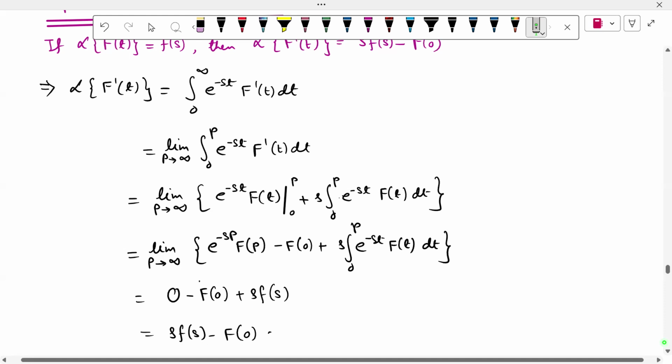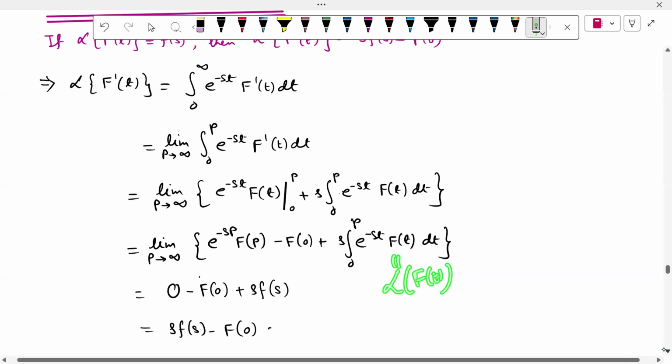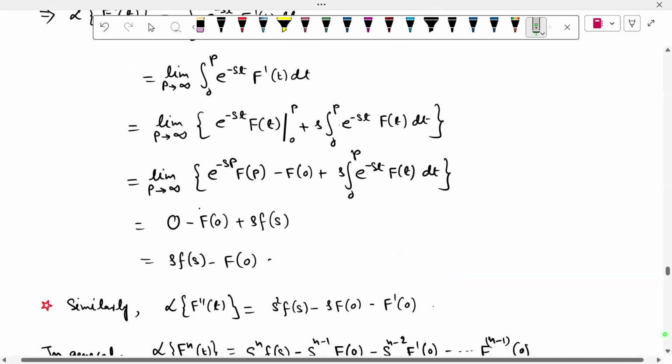Again, what is this? This s is as usual, and this integral is the Laplace transform of f t. So we get s F s. This is simply the Laplace transform of f t. If p tends to infinity, this term becomes 0, and f 0 remains as it is along with s F s. So we get the formula s F s minus f 0. This is the important formula you may remember.